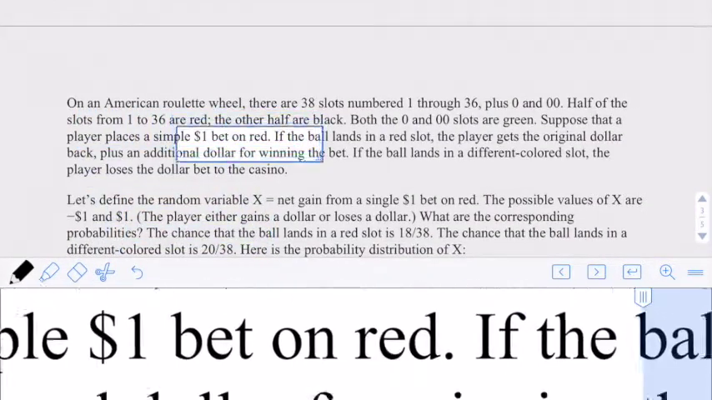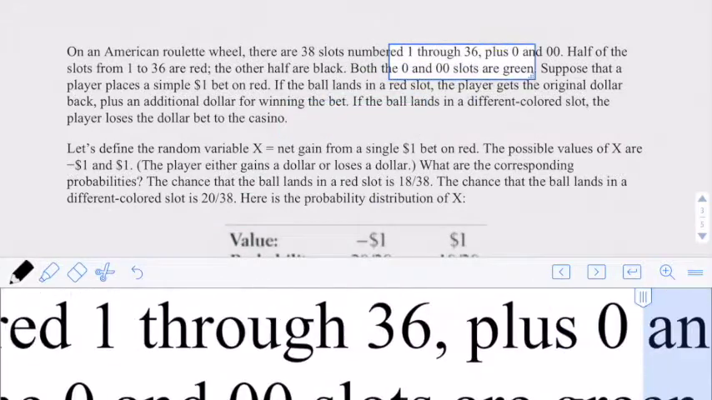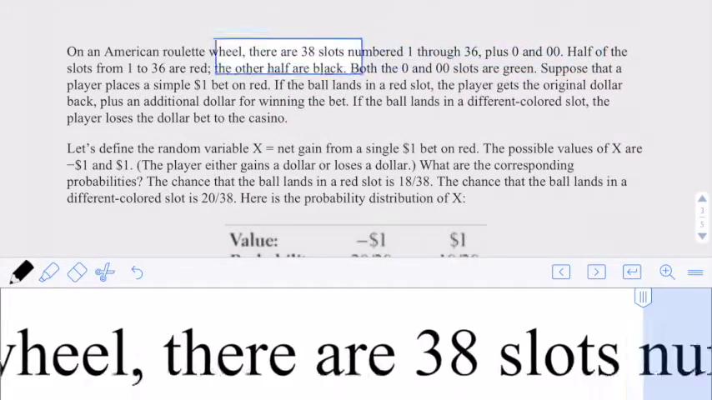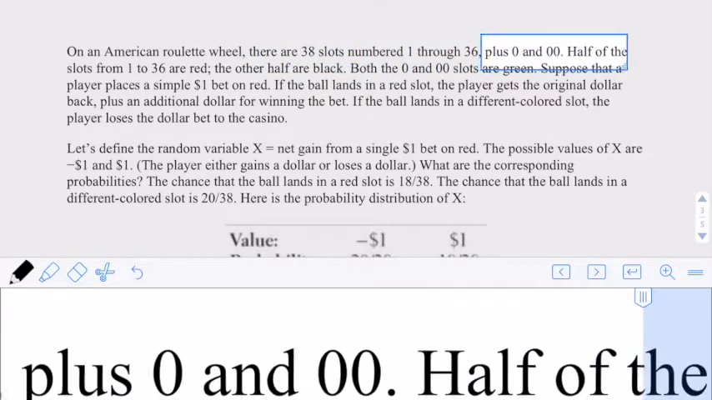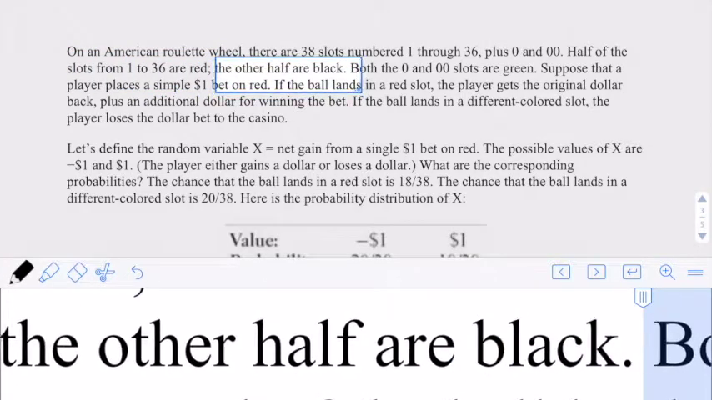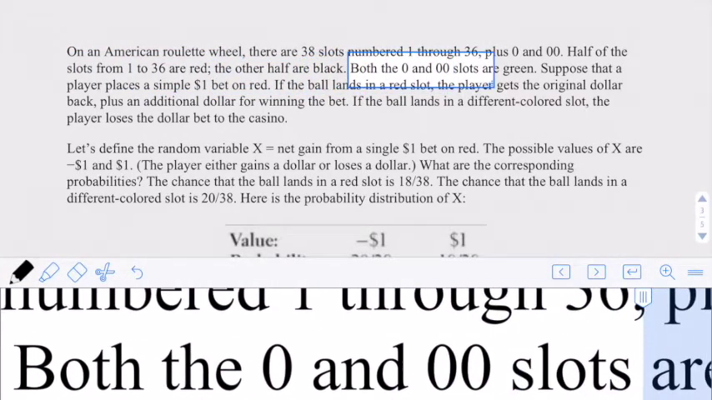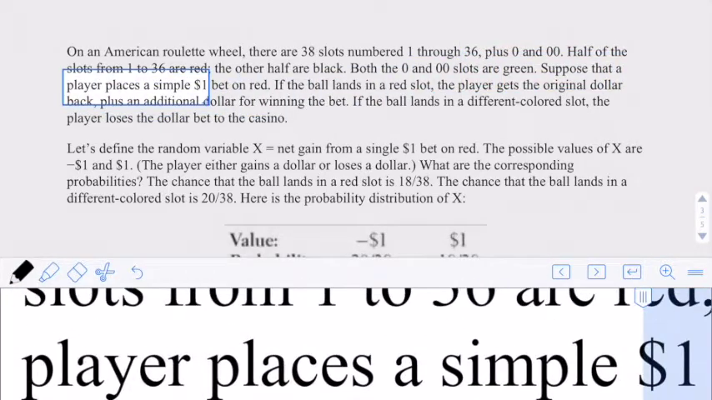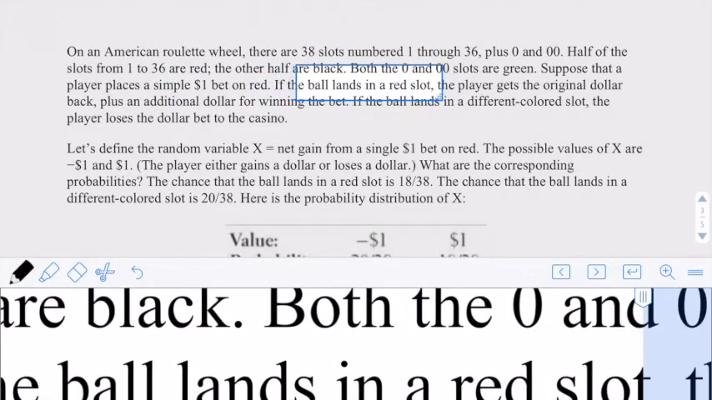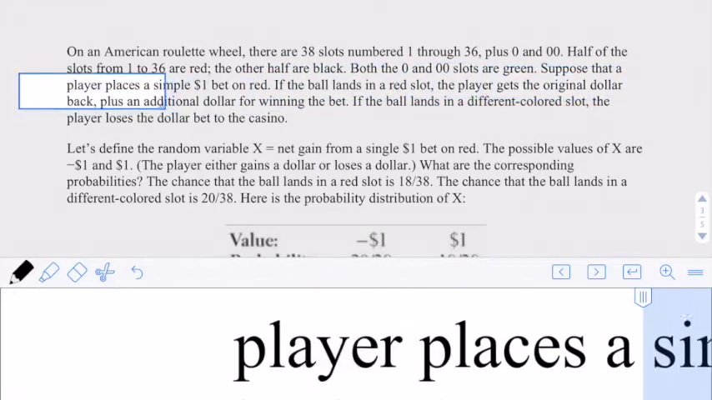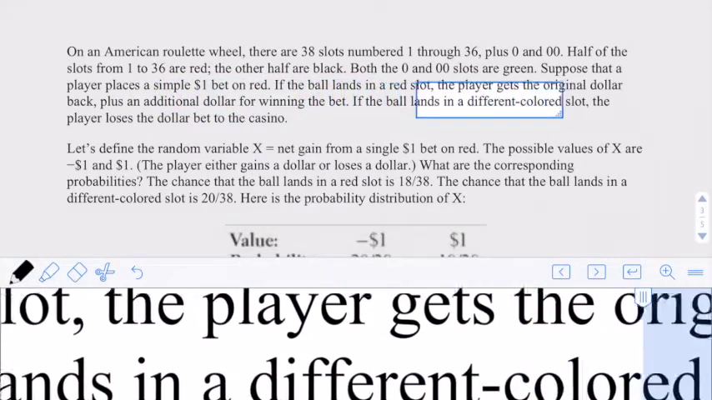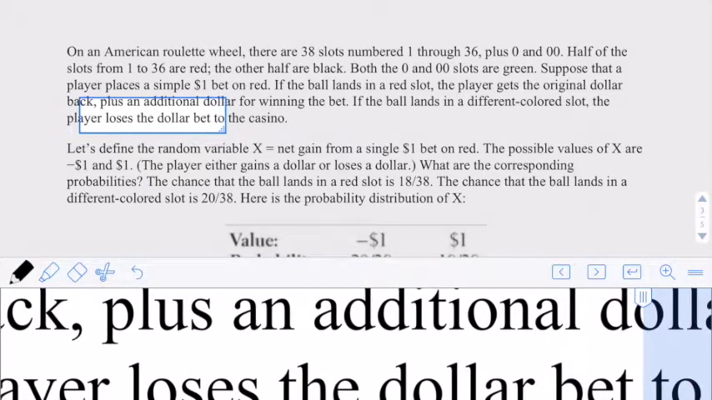On an American roulette wheel, there are 38 slots, numbered 1 through 36, plus a 0 and a double 0. Half of the slots from 1 to 36 are red, and the other half are black. Both the 0 and the double 0 are green. Suppose that a player places a simple $1 bet on red. If the ball lands on a red slot, the player gets the original dollar back, plus an additional dollar for winning the bet. If the ball lands on a different colored slot, the player loses the dollar bet to the casino.